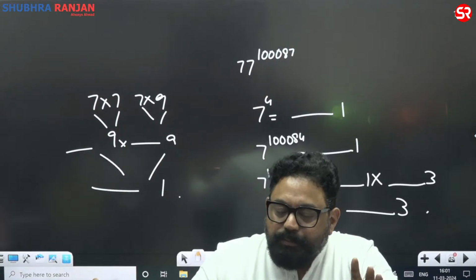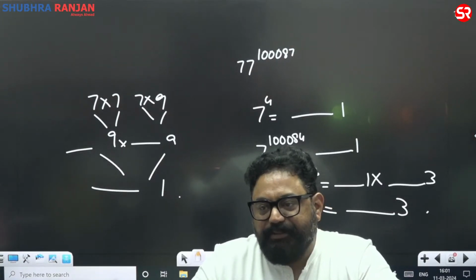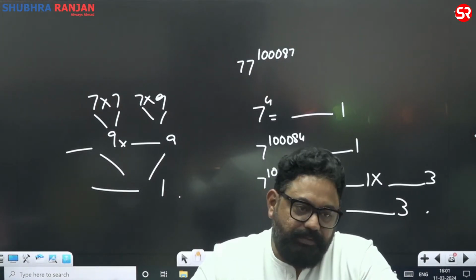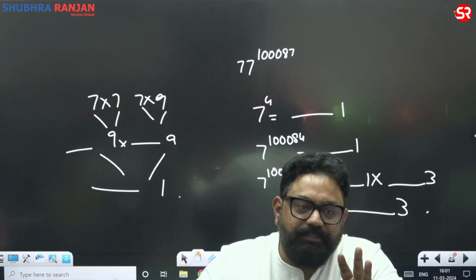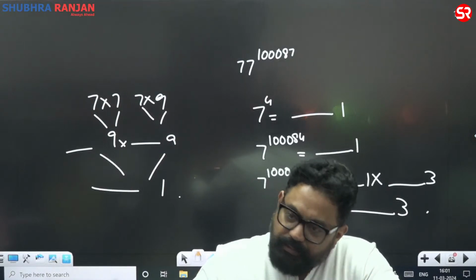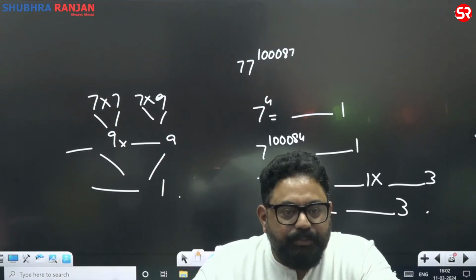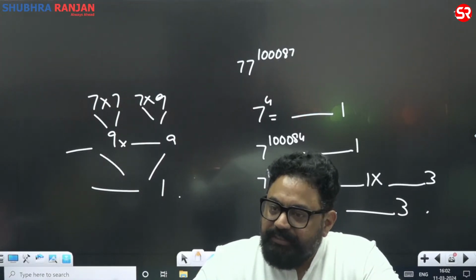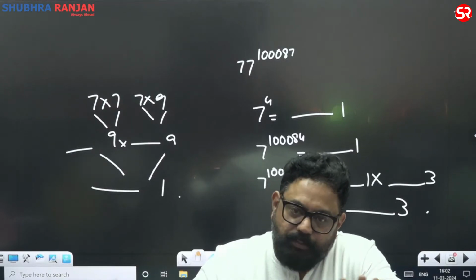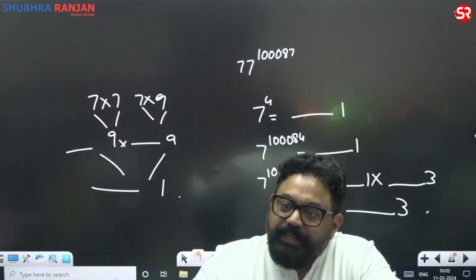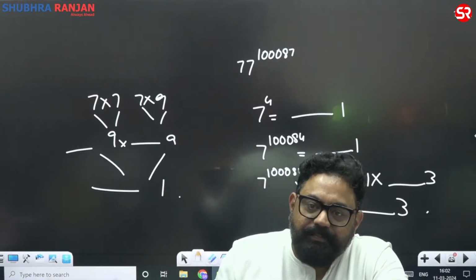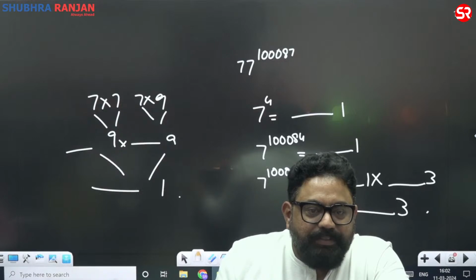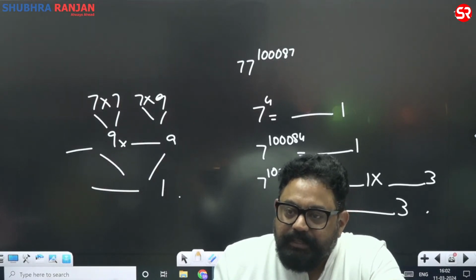A number ending with 1 he cannot ask, because a number ending with 1 raised to any natural power ends with 1. Number ending with 3 we have done: we have to multiply 3 four times to get 1. Number ending with 7 he can ask, because a number ending with 7 multiplied 4 times gives you 1. Number ending with 5 they cannot ask, because any number ending with 5 raised to a natural power ends with 5. What is left? Number ending with 9.